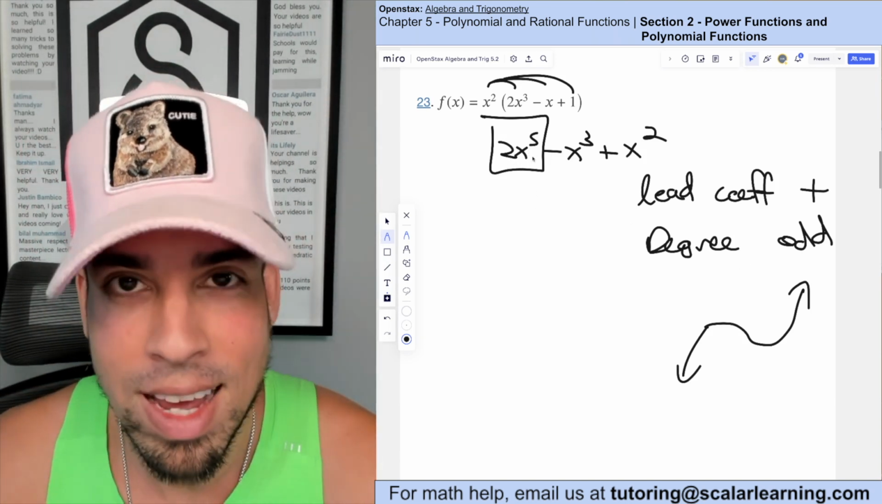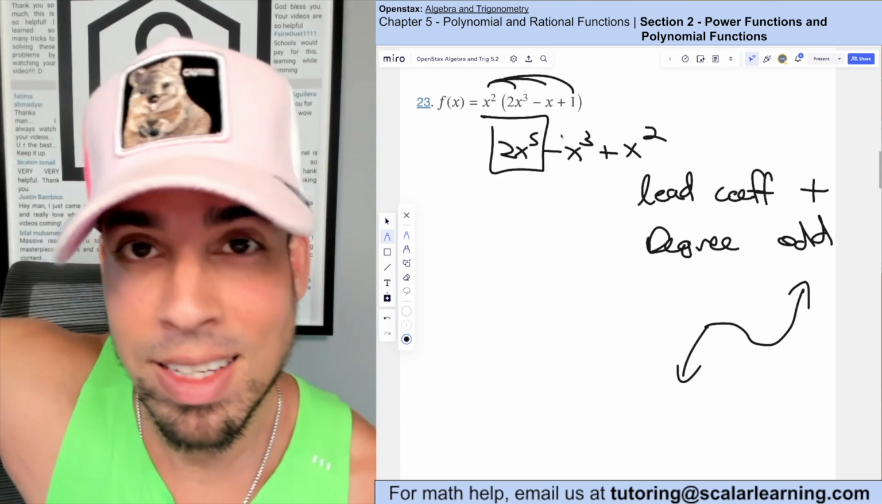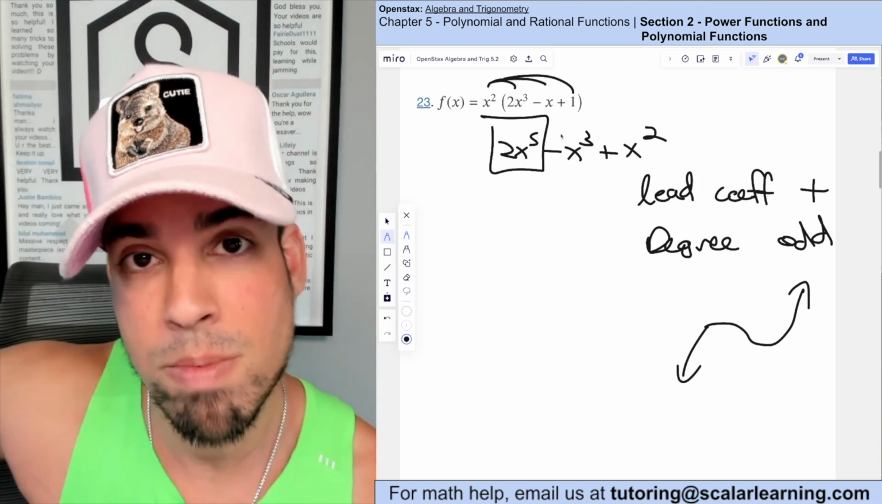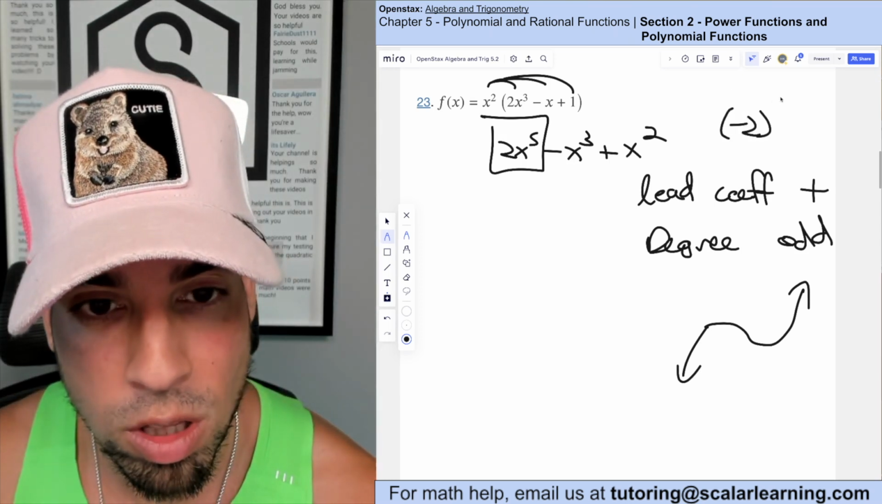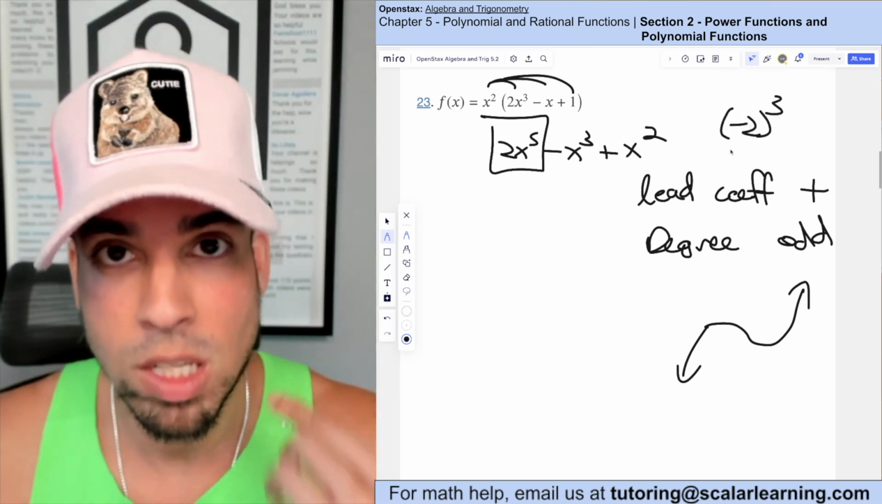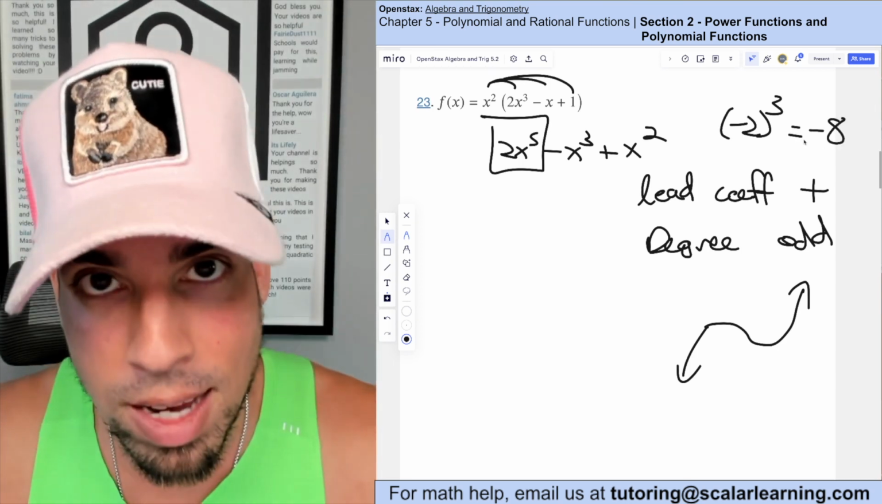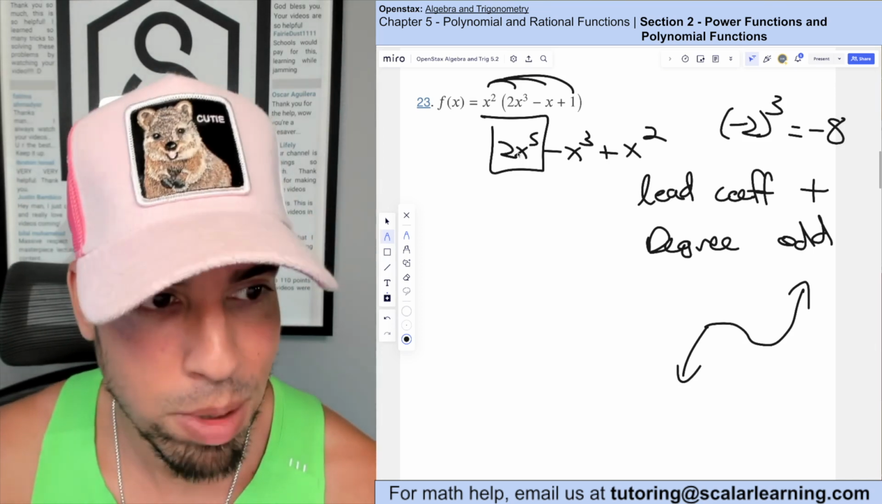Likewise, when we plug in negatives like negative 10, negative 100, you're taking that to the fifth power. Any negative that's raised to an odd degree is going to be negative. Think about negative 2 to the third power, right? Negative 2 times negative 2 is positive 4, times another negative 2 is a negative 8. It ends up negative. So as we go to the left, we're going to get these crazy big negative numbers, meaning it's going down.